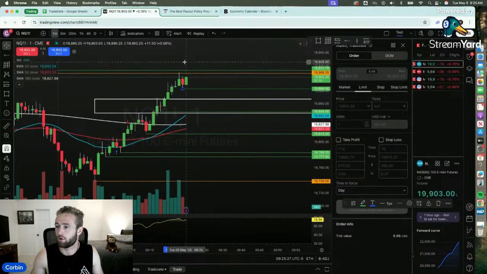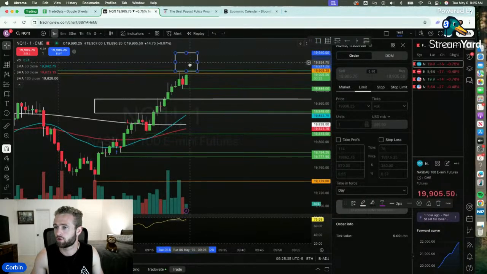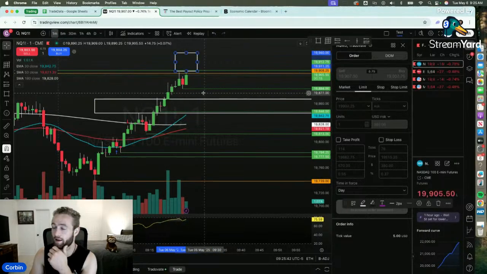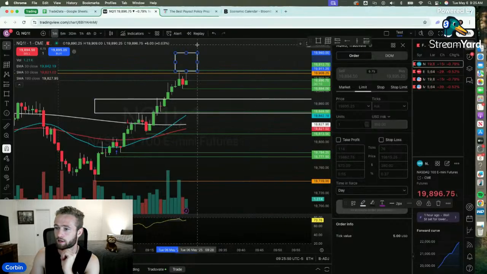Right there. So idealistically, what we want is it to come up to these levels right here, hit that draw on liquidity, and then break below this level here, giving us a break of structure, and then we look for an inverse fair value gap to get our entry. This will form into an order block, breaker block, and then we'll just play it back down to the downside.